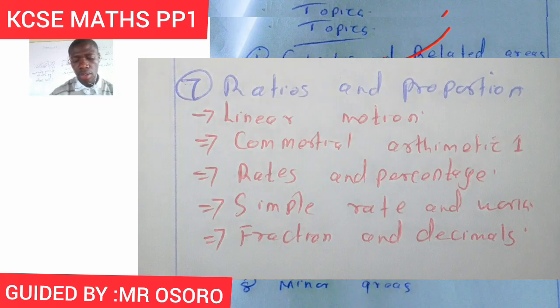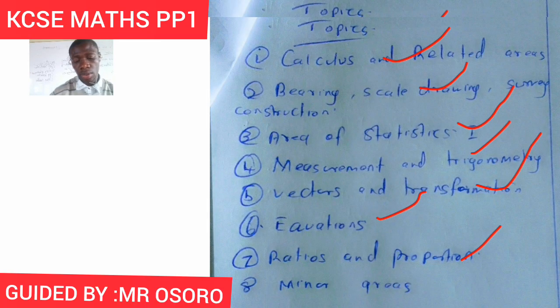They form bulk of section 1. These rates and proportion, where we have linear motion, we have commercial arithmetic, we have rates and percentages, we have simple rate of work, we have fractions. They form bulk of section 1, paper 1. So before you go into that paper, ensure you have a mastery of the concepts around those areas.